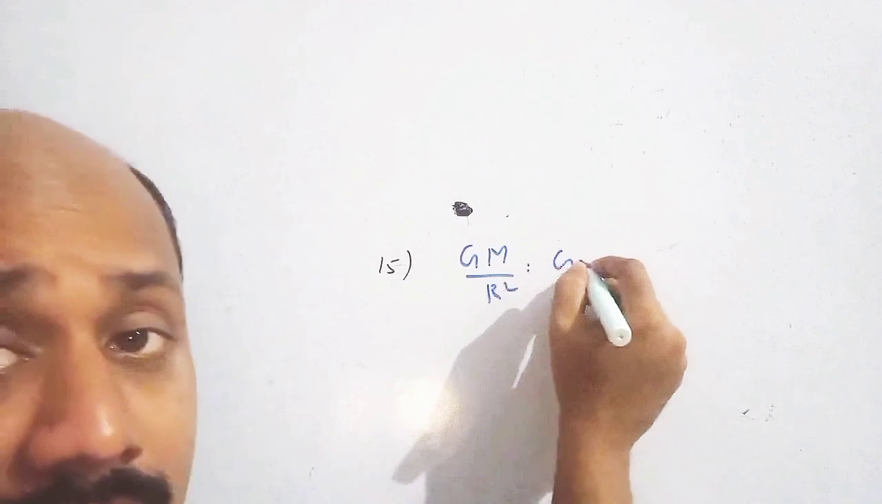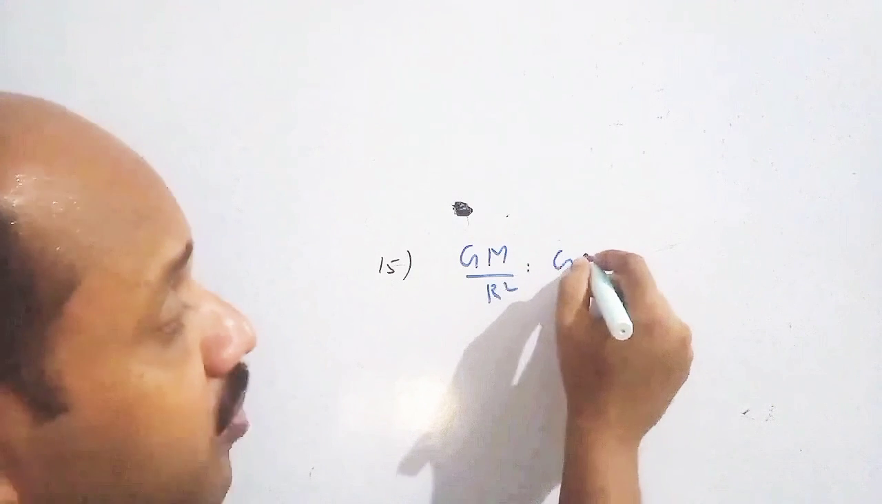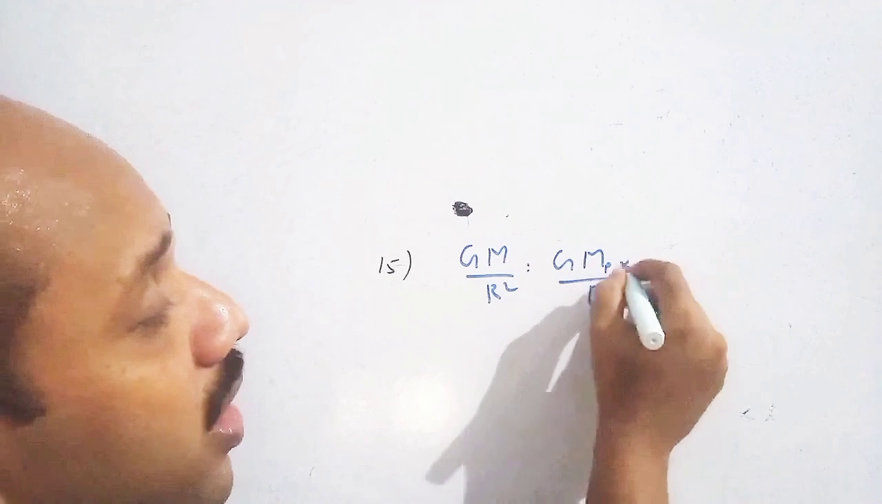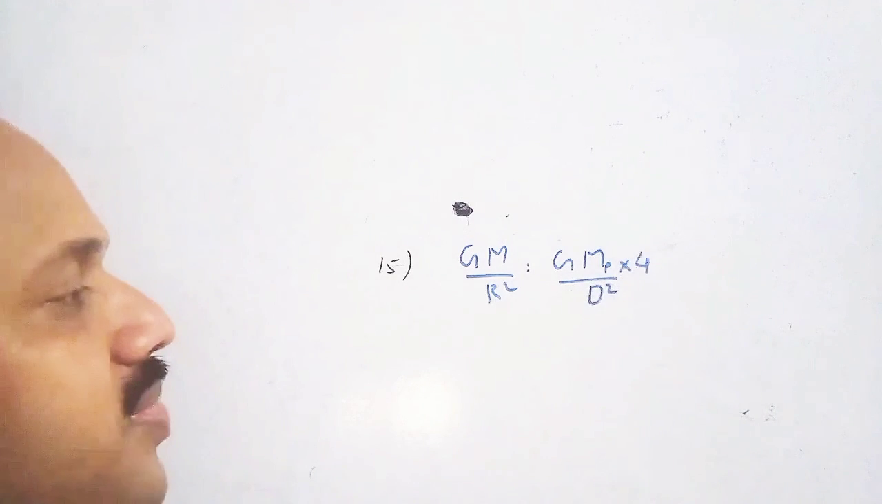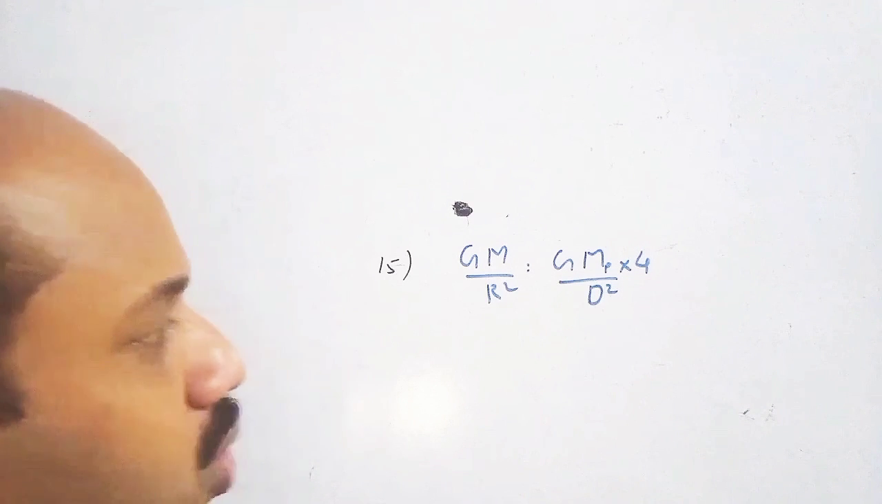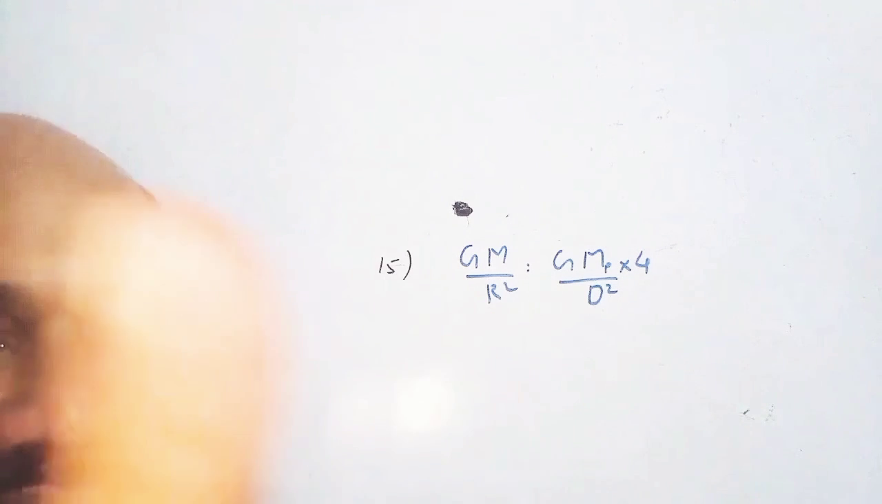Here it is G planet divided by R square, where R is D by 2, right? D square divided by, that is 2 square is 4, so 4 GMP divided by dP square, right? The first choice is what?